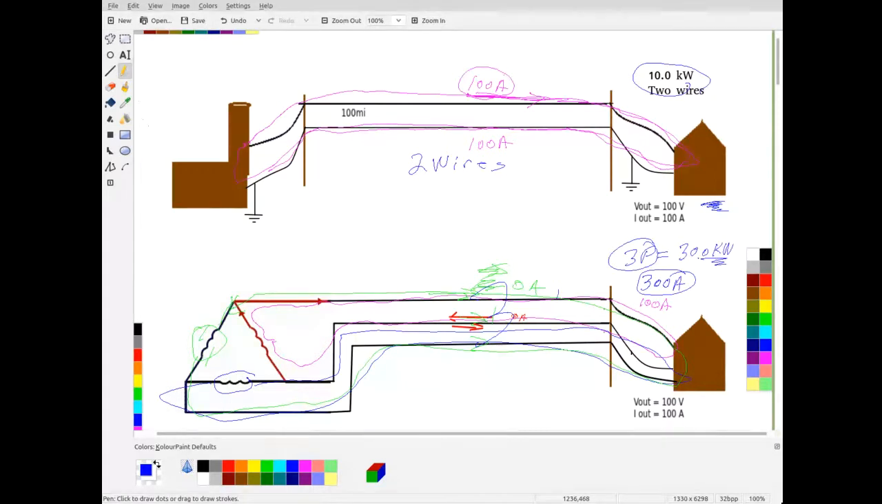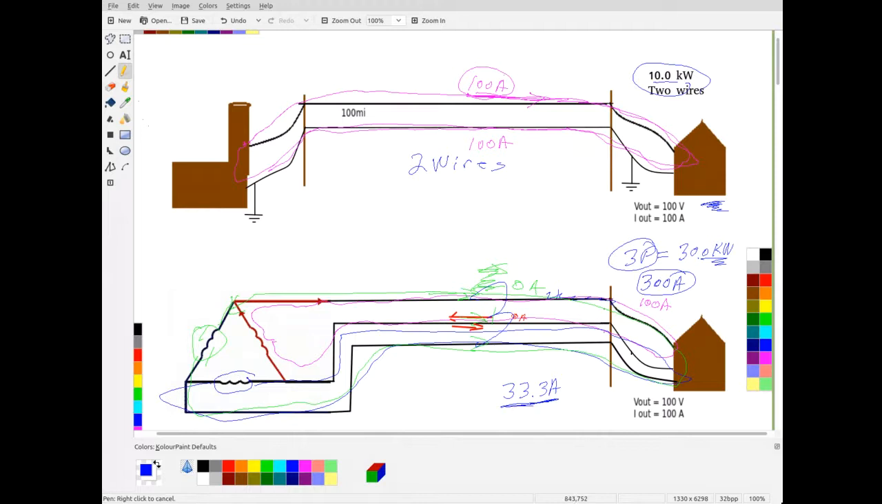Or another way to look at this is the wire doesn't have to be nearly as big, because if all I really need is 10,000 watts, then with these 3 wires I can reduce my current. So I only need about 33.3 amps of current to flow with these 3 wires in each wire.